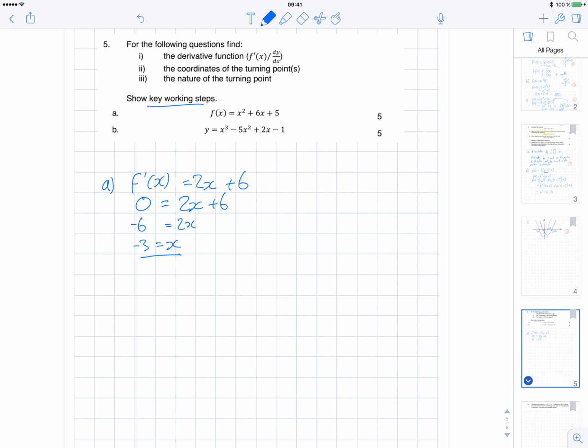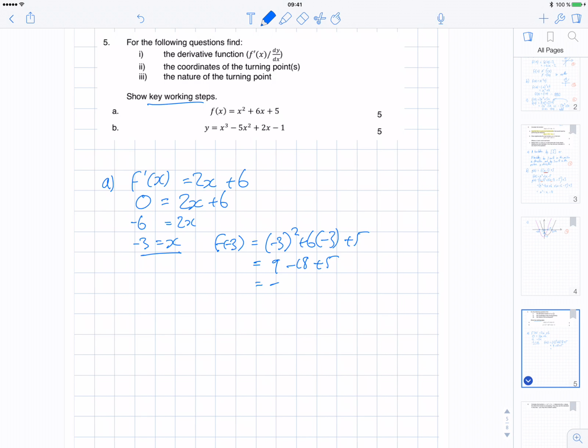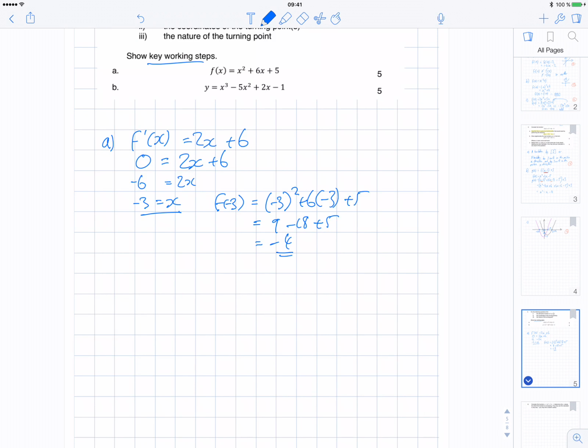Now I want the coordinate point. So I put into my function the number minus 3. That becomes minus 3 squared plus 6 times minus 3 plus 5, which is equal to 9 minus 18 plus 5. 9 take away 18 is minus 9. Minus 9 add 5 is minus 4. I'm going to show you how to do all of this on the calculator.